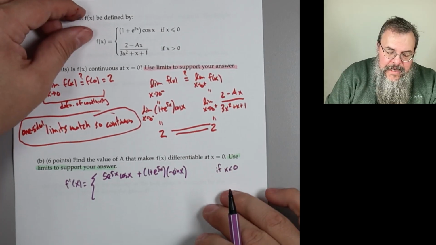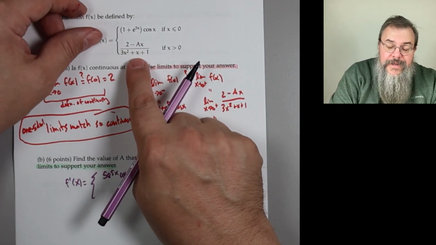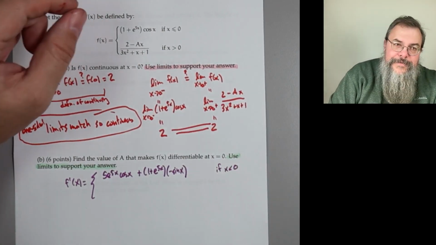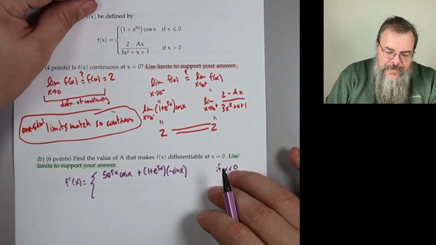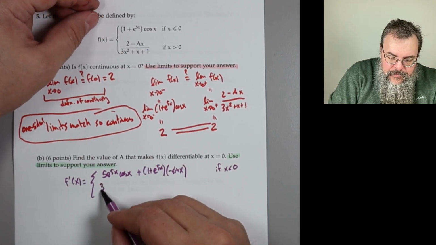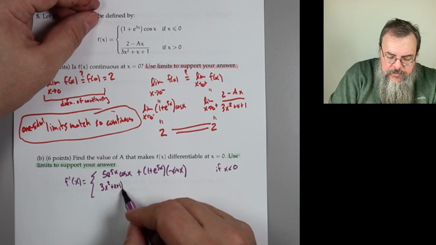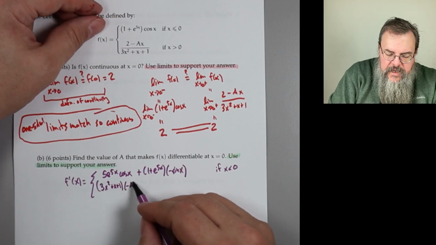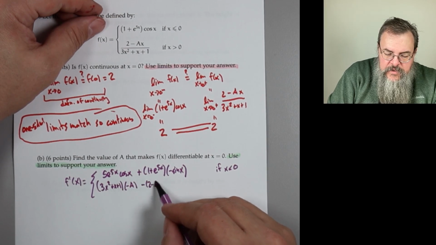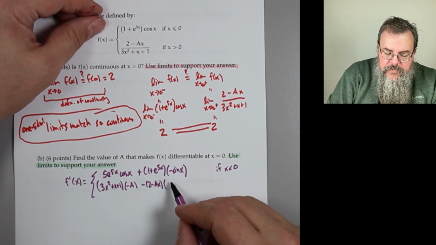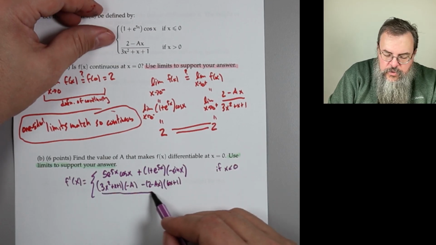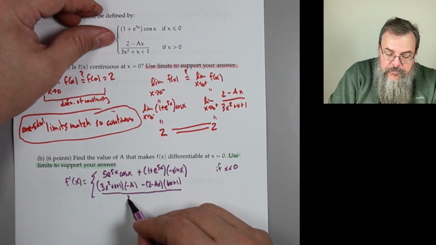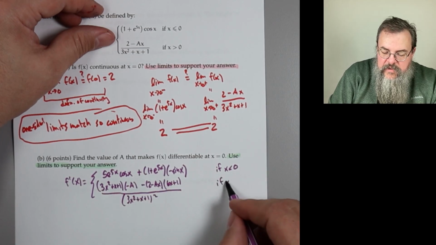All right, now, quotient rule. Ugh. Okay, fine. You win this time, exam. We're going to do the quotient rule. Okay, so we're going to take the bottom, 3x squared plus x plus 1, times the derivative of the top, which is negative a, minus the top, 2 minus ax, times the derivative of the bottom, 6x plus 1, all over the bottom squared. Okay, and that's if x is bigger than 0.